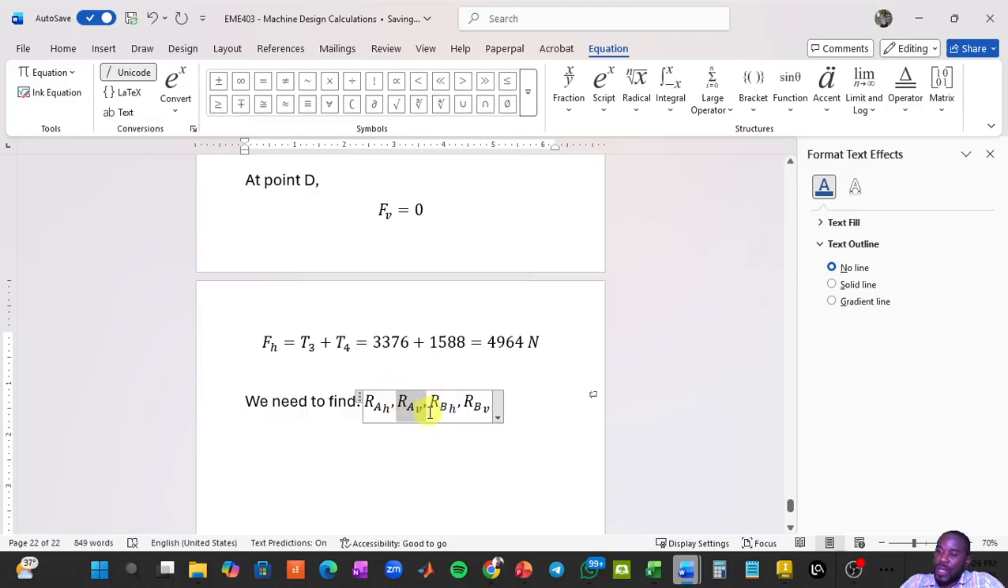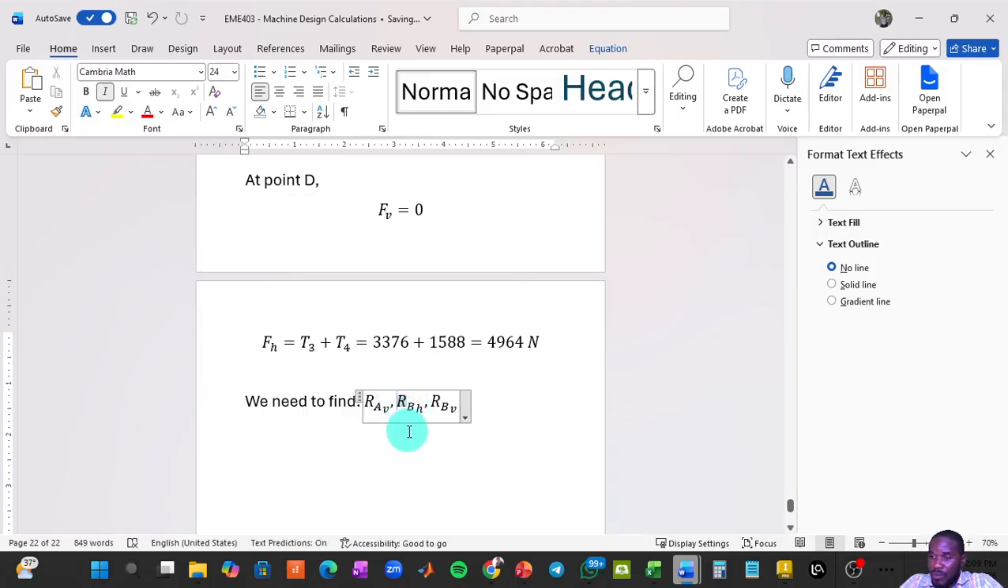So if you like, we could move these away from here and bring this one here. Okay. Good. So those are the ones that we need to find. Vertical.